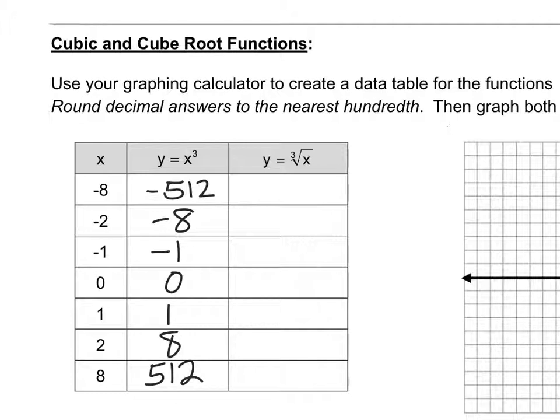Then -2, -1.26, -1, 0, 1, +1.26, for some reason rounded differently, and then +2.